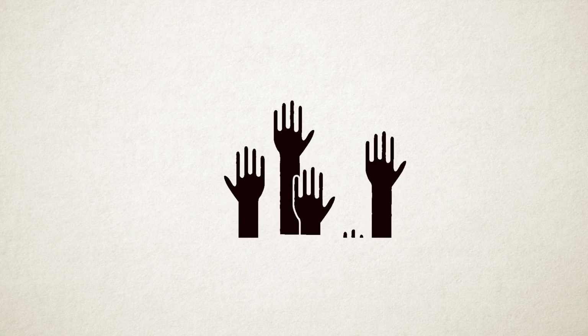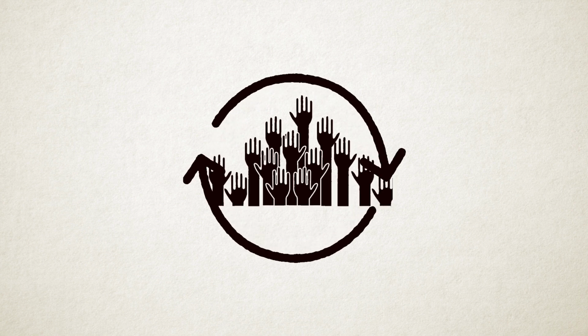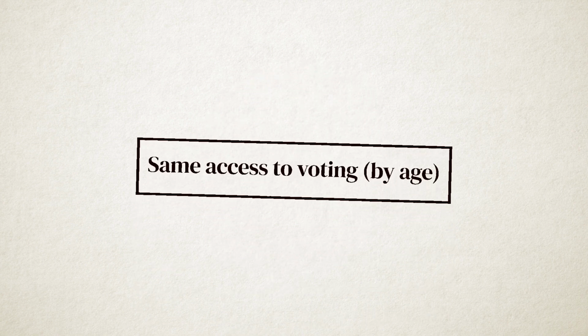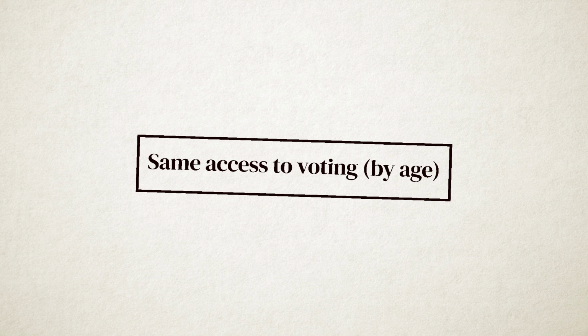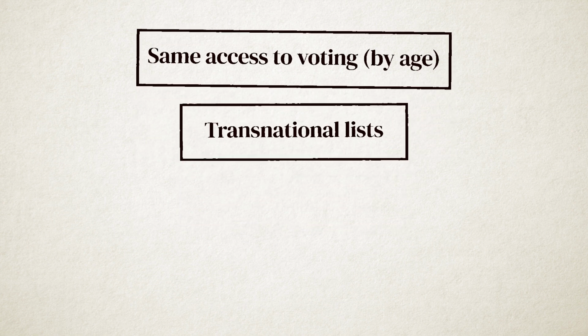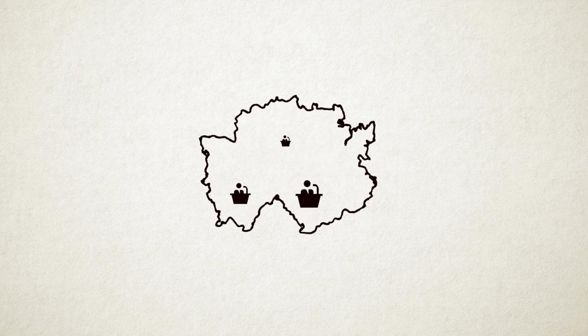So, in order to make democracy in the EU truly European, we need to reform the electoral law. We need to unify rules so everyone has the same access to vote, including the voting age. And we need transnational lists so we can all vote for the same people and the same parties. But with this comes another challenge.